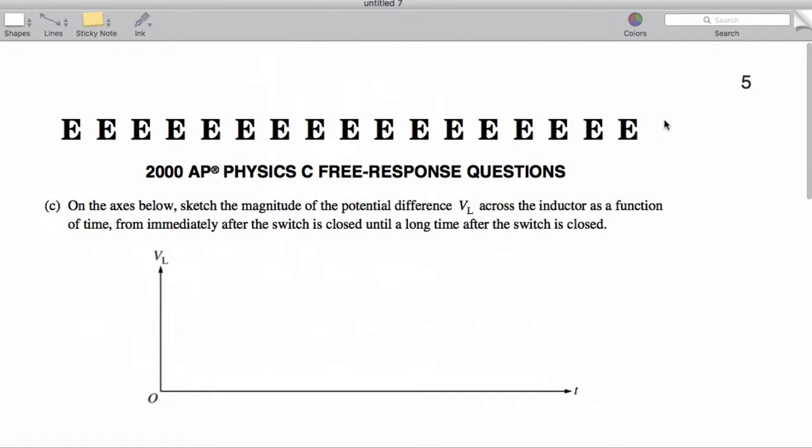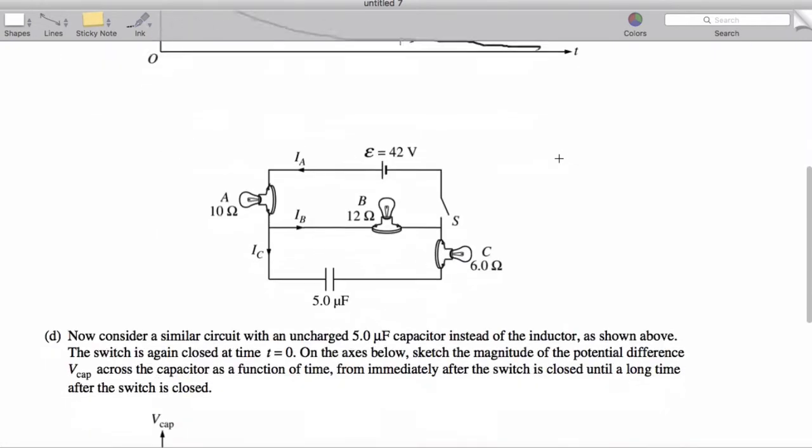Moving on to part C, it says the potential difference across the inductor is a function of time immediately after the switch is closed until a long time. So at time equals 0, all the voltage on that branch is across the inductor, and then the inductor starts to behave like a wire, so it exponentially dies off. So I'll draw this, and then we'll just die off like that. And of course, we get closer and closer to zero. Oh, that's bad. I'm going to try to do this a little bit better. There we go. So we're asymptotically dying off to 0, and so that's how the voltage goes.